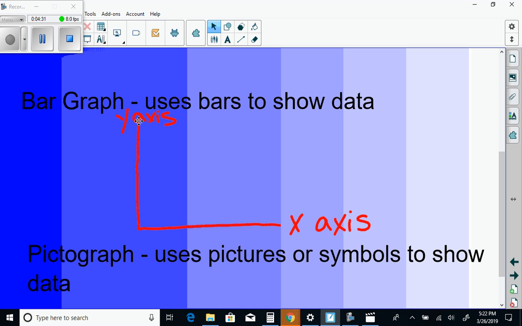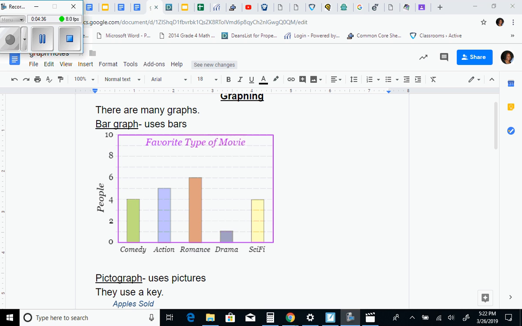We're going to take a look back at a bar. So here I can see this bar graph. And the bar graph, of course, uses bars. It has a title. It has what's known as a scale.